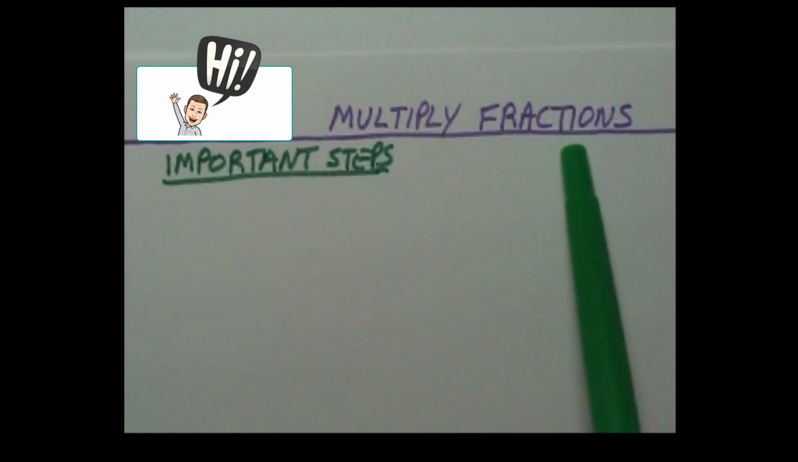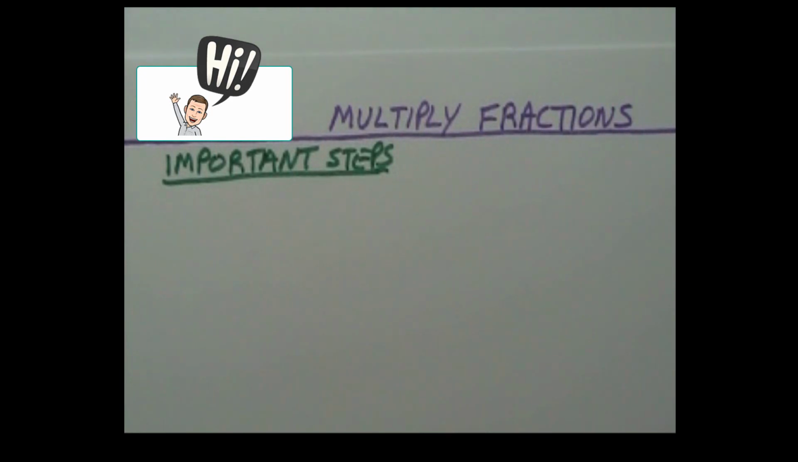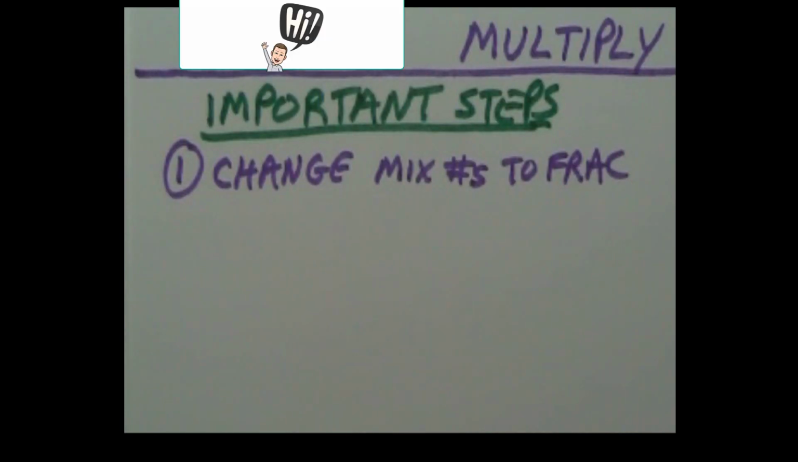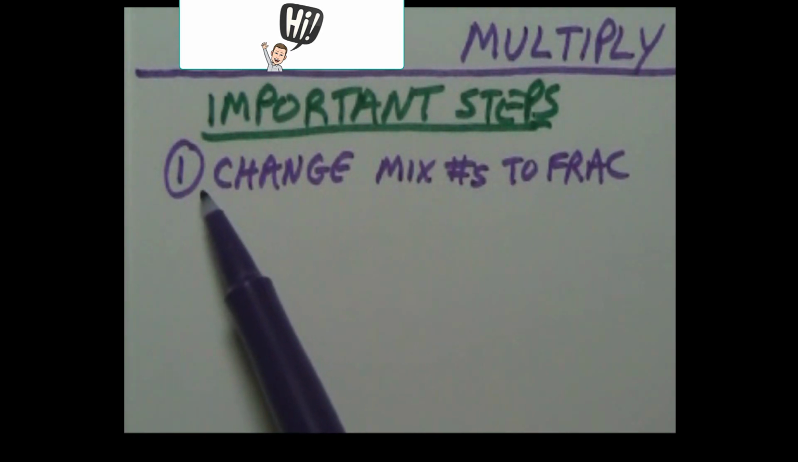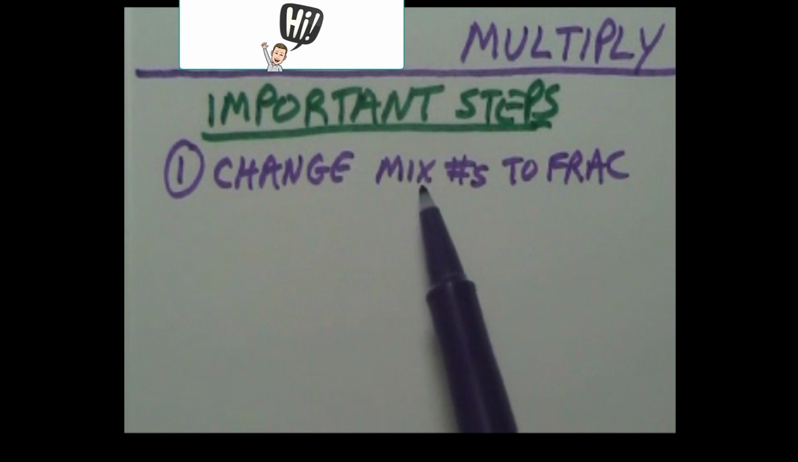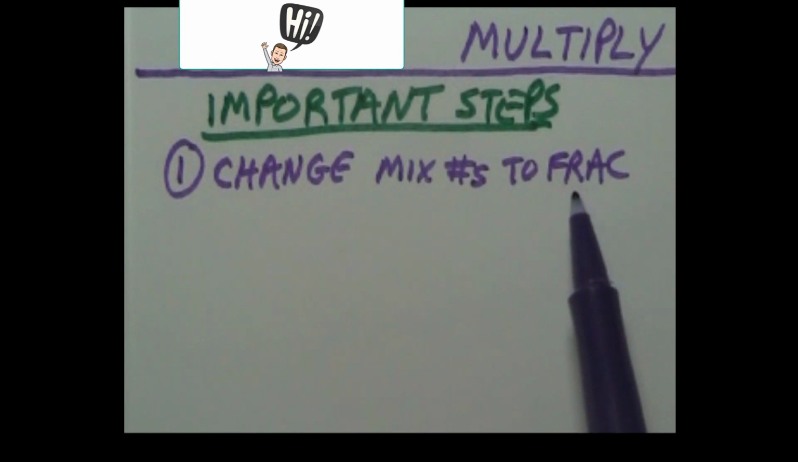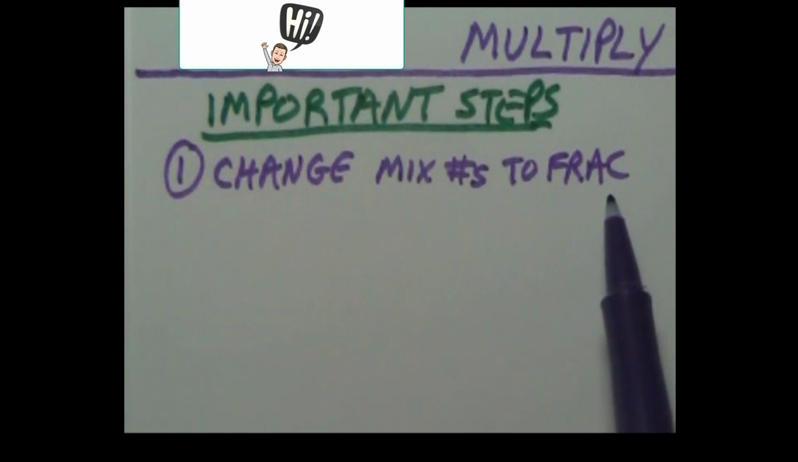Today we're going to multiply fractions. And let's go over a couple of very important steps. There's two things you need to keep in mind. First of all, the first most important step is to change any mixed numbers into fractions.